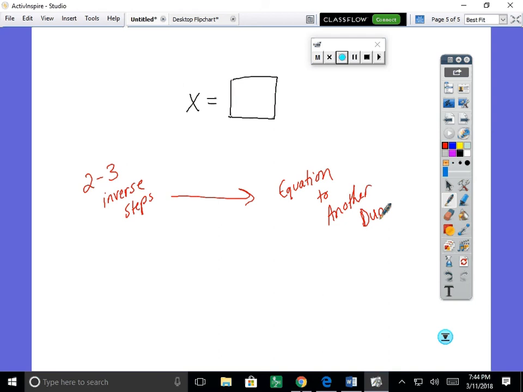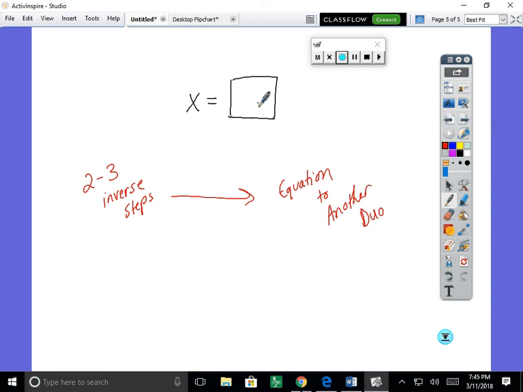I wouldn't start with anything too crazy. I don't know if I'd make this negative 94.732, because that's a little bit nasty. But maybe something like a nice integer. See if they can get back to a nice integer. If it goes well, maybe you want to step it up next time, and maybe you want to get a decimal answer. Maybe you want to get a fractional answer.